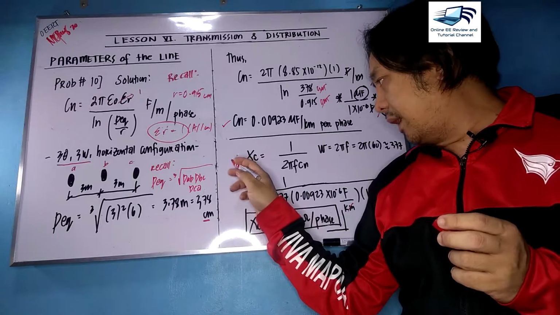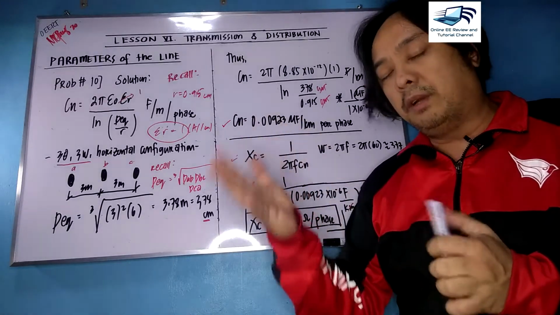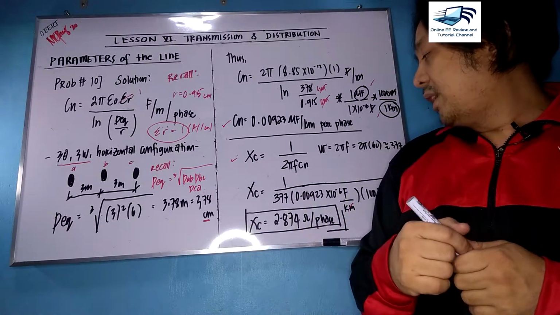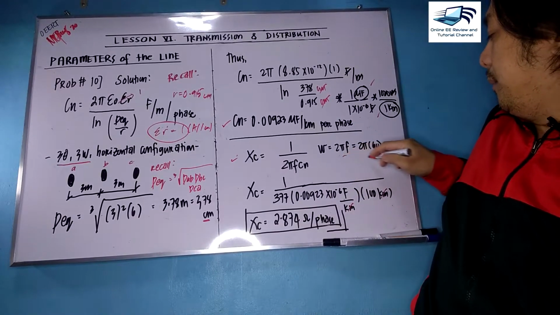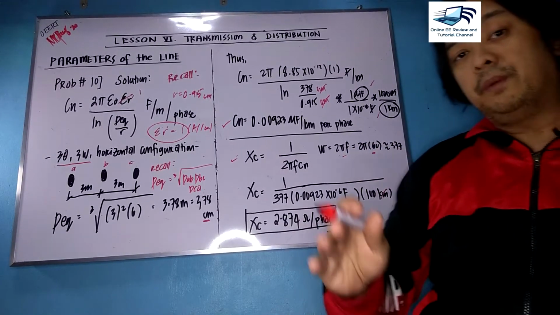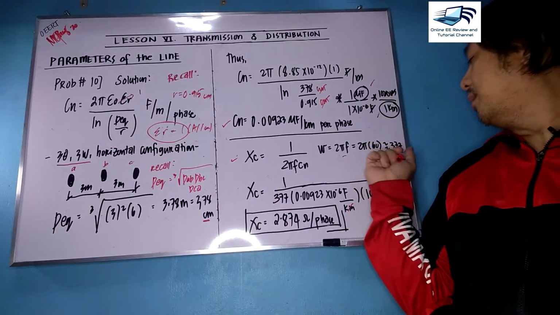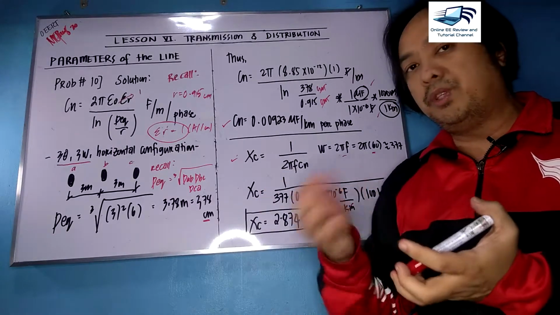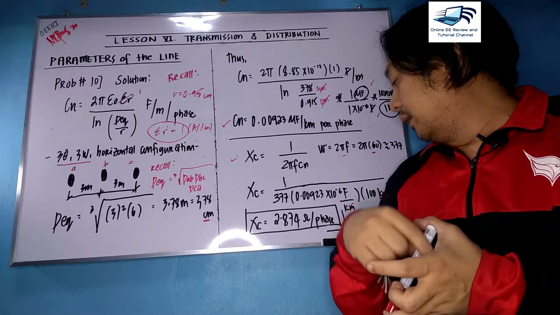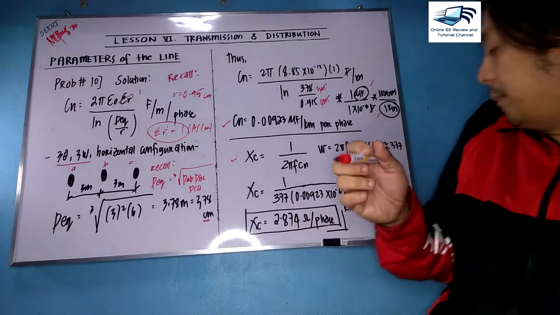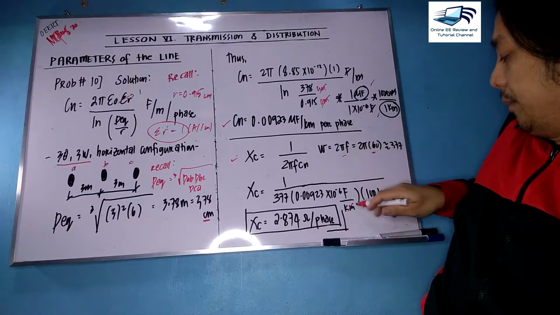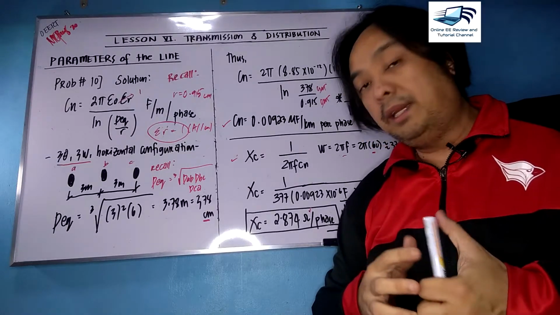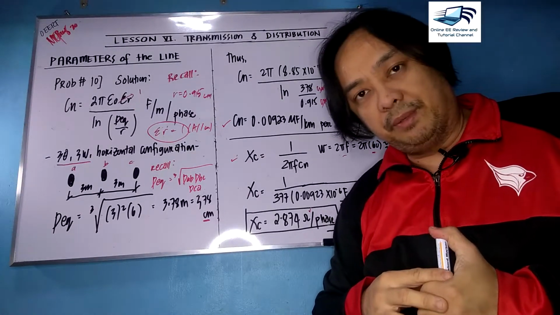Now, if you want to get the capacitive reactance, you have Xc equals 1 over 2 pi f Cn. But 2 pi f here will depend on frequency. So if your frequency is 60 Hertz, you have 377 radian per second. And thus, by substitution, 1 over 377 times 0.0923 microfarad. You need to multiply it by 100 because the answer here is per kilometer and we need the answer in ohms only. Thus, Xc is 2.874 ohms per phase.